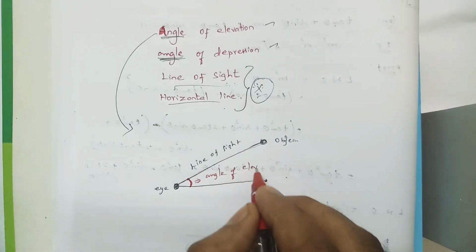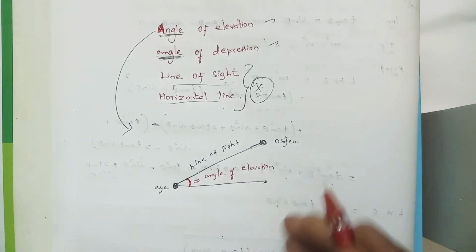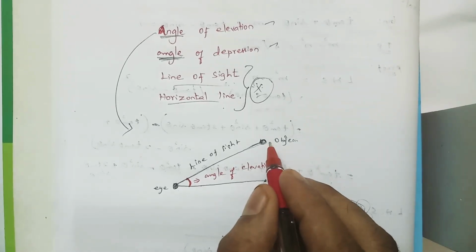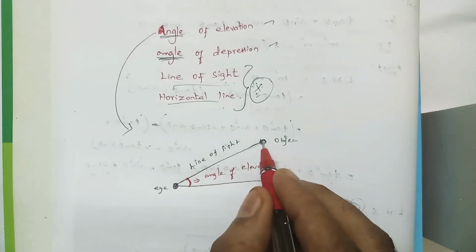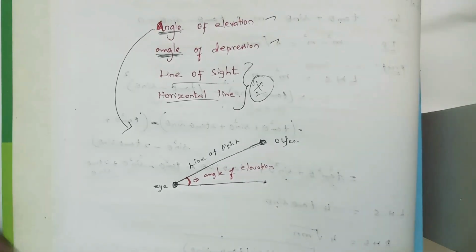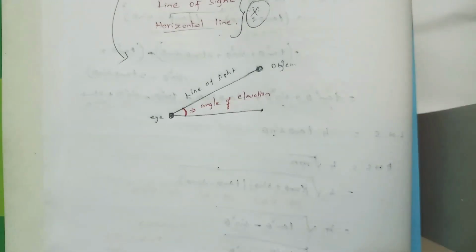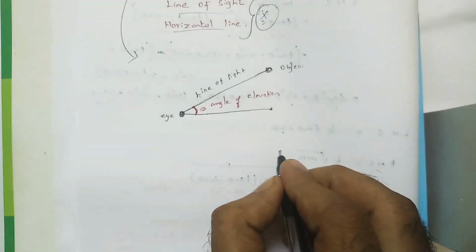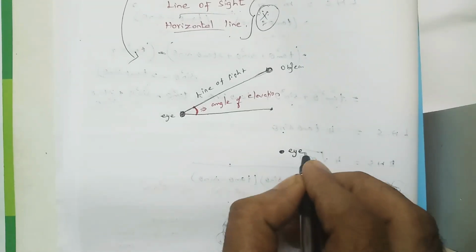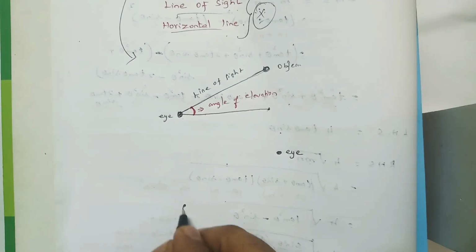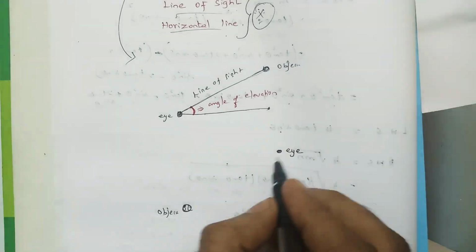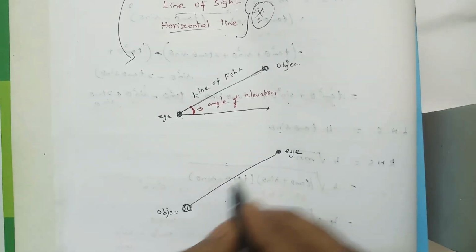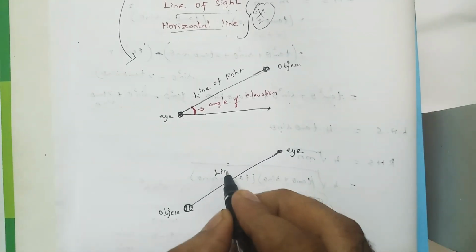Angle of elevation. So what is meant by angle of depression? Very simple thing. If you are standing at the top and you are seeing the object down, your eye is at the top and the object is down, and this is nothing but the line of sight.